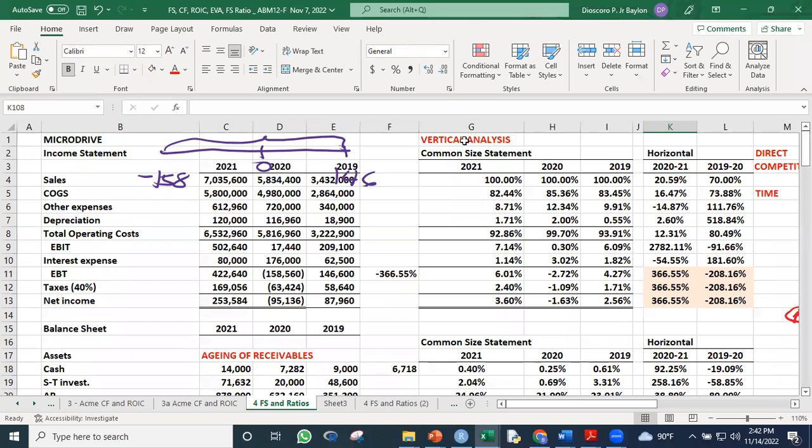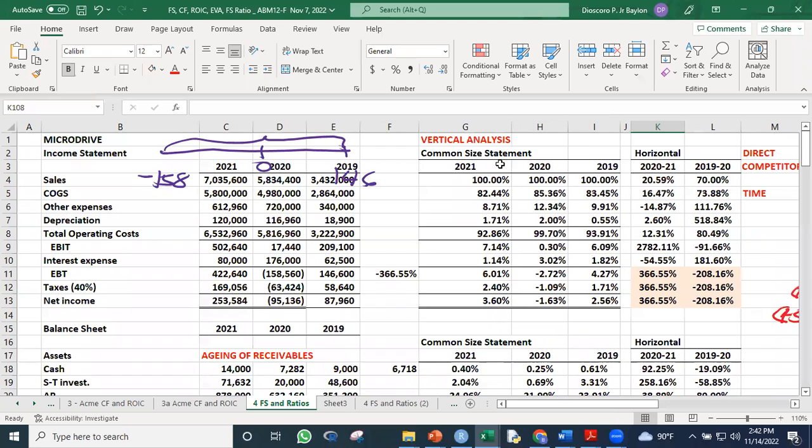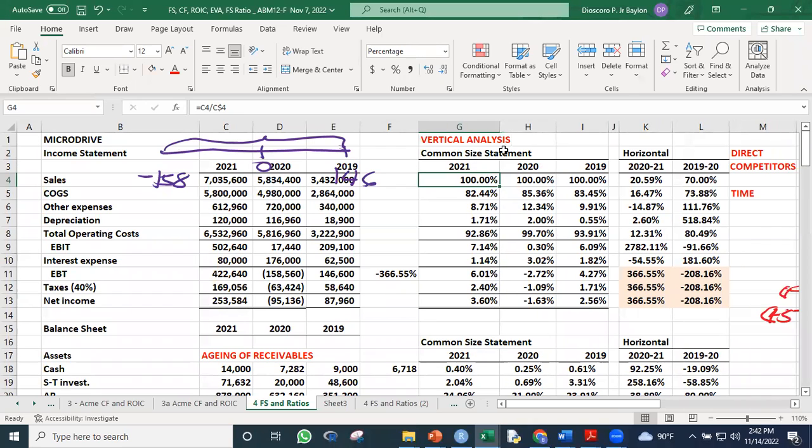We have learned how to do vertical analysis, or common size statement, where we reconstruct the financial statements, the income statement and the balance sheet, and replace all the values with percentages pegged to a particular account. So, for example, for the income statement, it's compared with sales. So every item here, every percentage here, is expressed in terms of sales.